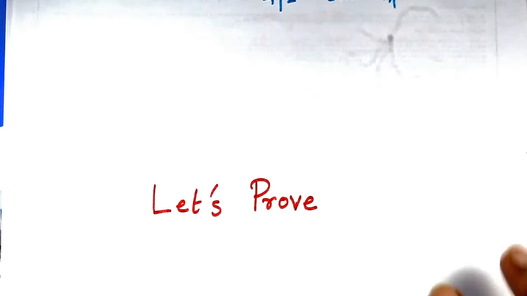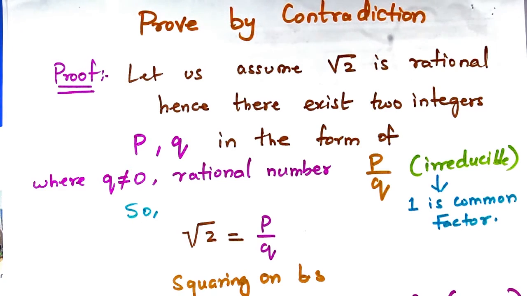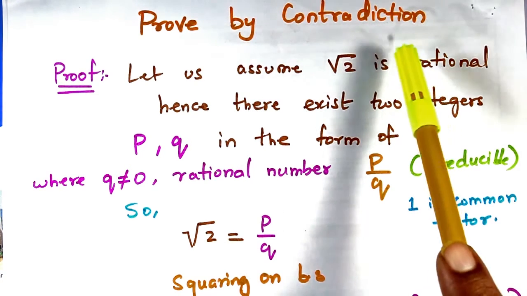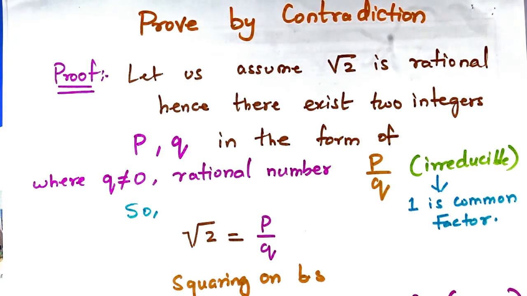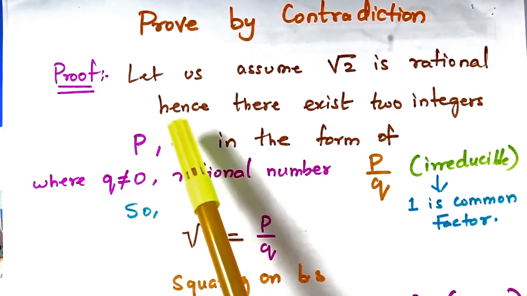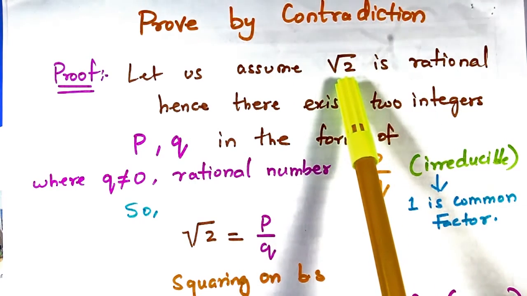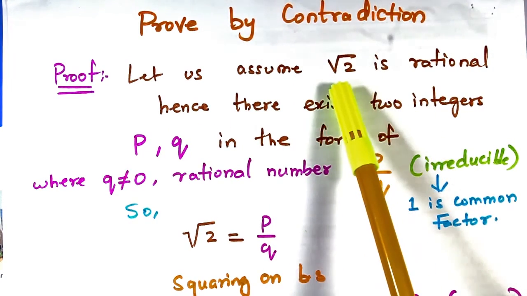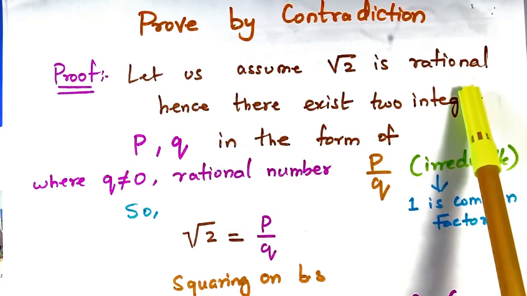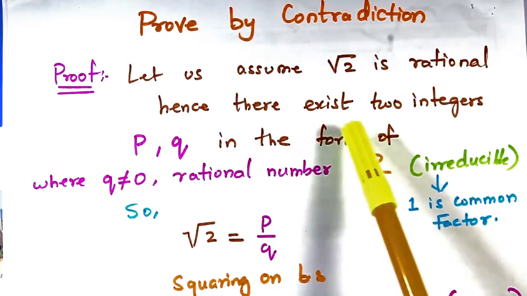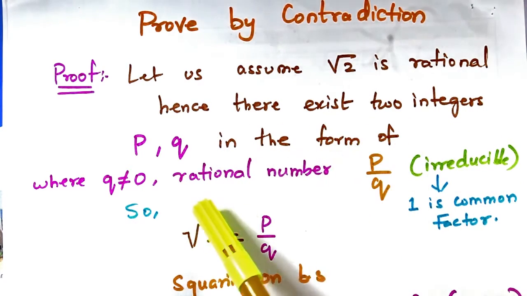Alright, let's prove it. In mathematics, we generally prove concepts by mostly 2 methods, that is the contradiction method, and another method called the induction method. In this case, we are using the contradiction method. That is, now I am assuming that root 2, I'm considering root 2 over here, right? From out of the irrational numbers, I'm considering root 2. So I'm assuming that root 2 is a rational number. I'm considering it is a rational number. Hence, there exist two integers p and q in the form of p by q.